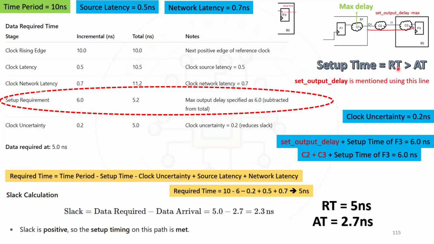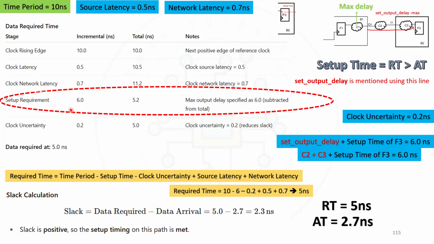So for setup time, required time should be greater than the arrival time. So required time is 5, which is greater than 2.7. So it is satisfying the condition. So slack is something which will be positive. So slack is equal to data required time minus arrival time, which is 5 minus 2.7 is 2.3. So slack is positive. So setup timing path is met. If this is getting satisfied, you will see here as met. If it is not satisfying, then you will see here as violated.